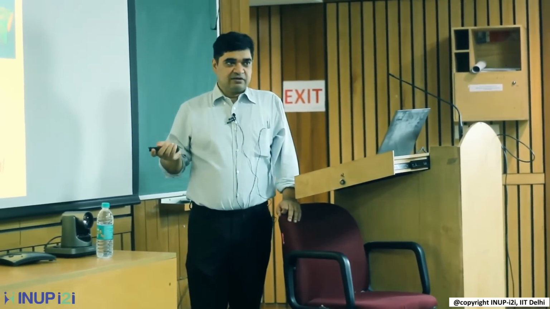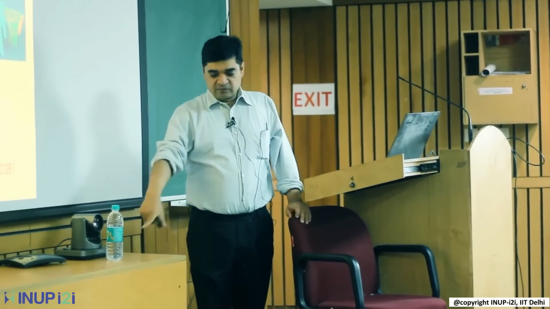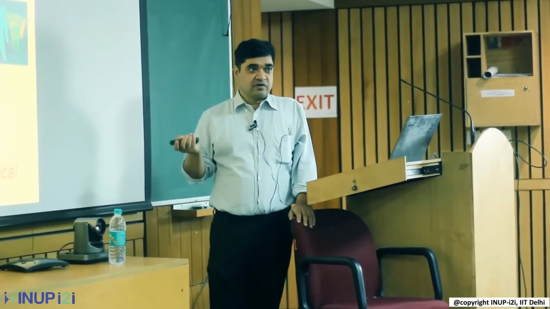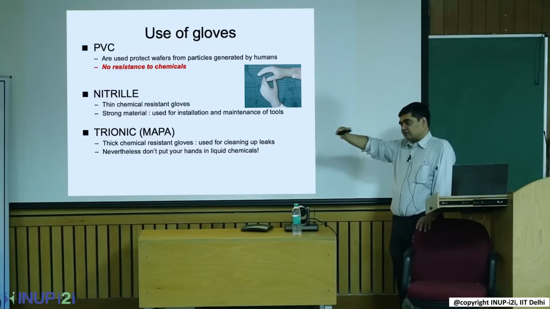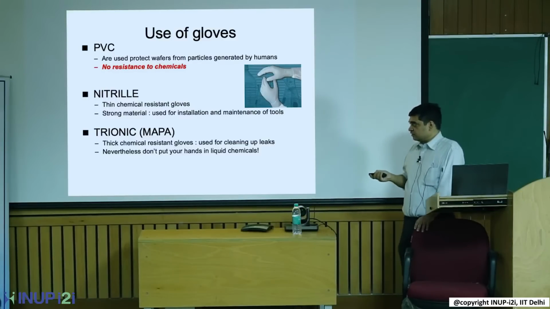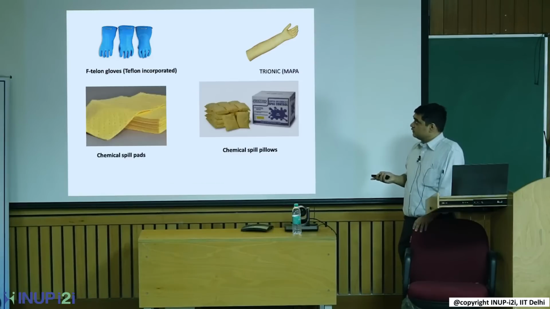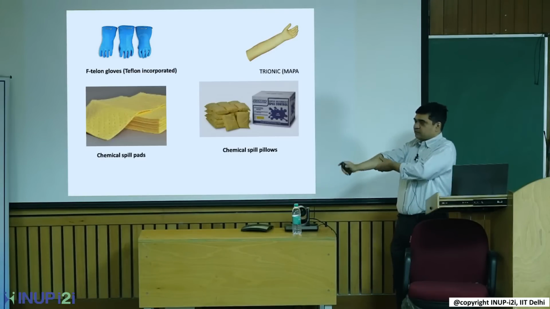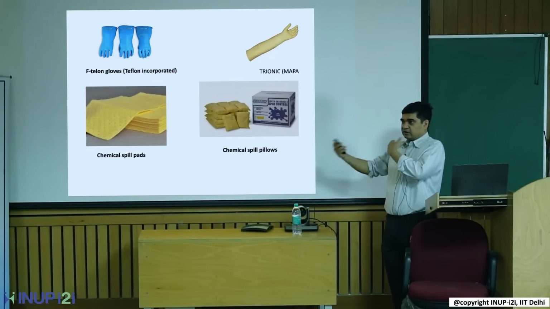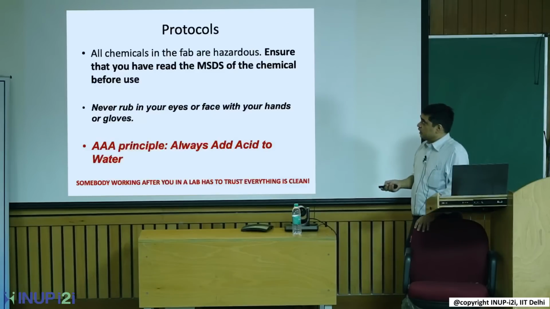If you have a leak, even if you are wearing gloves, don't try to touch it. These are for your safety, but that doesn't mean this is the only line of safety. Common sense and alertness are just as important. Trionics usually come up to your elbow. They are a little uncomfortable, but they provide good chemical protection.